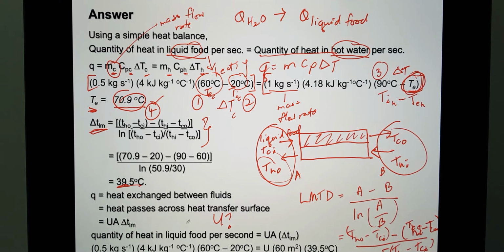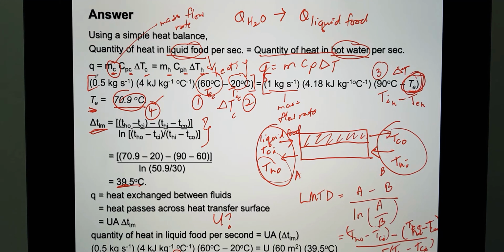You are not required to calculate for Q, but Q is equal to UA delta T LM. So how are you going to calculate Q when you do not know the value for Q and at the same time you need to calculate for the U? You can calculate the value for Q from the equation over here.